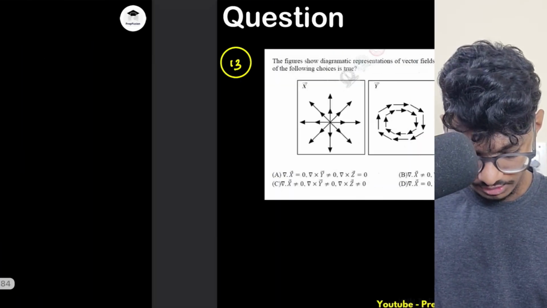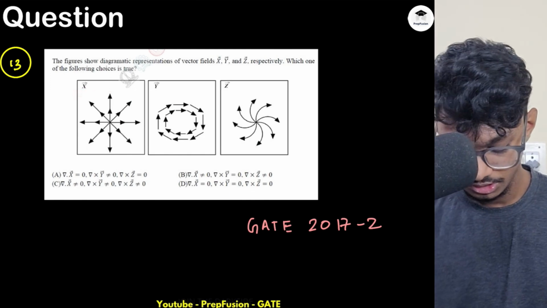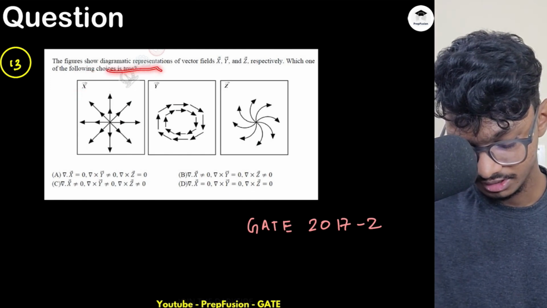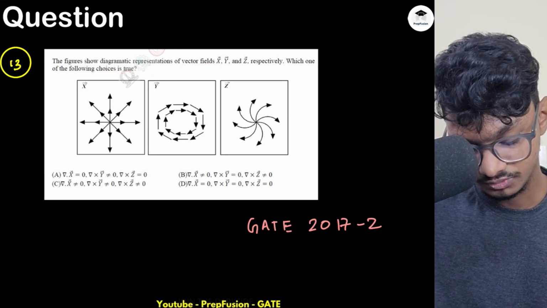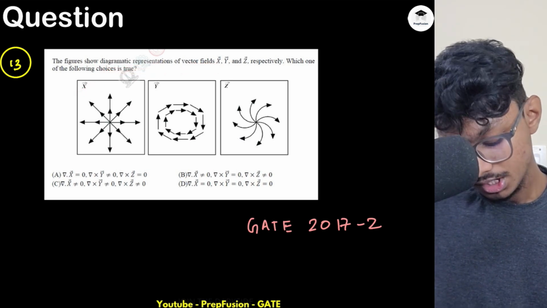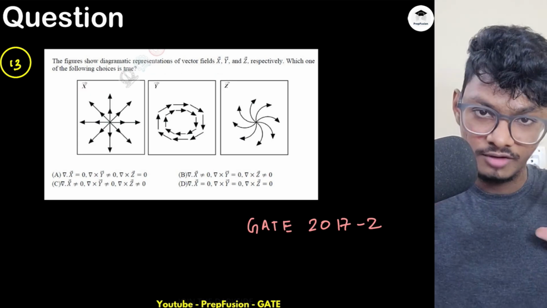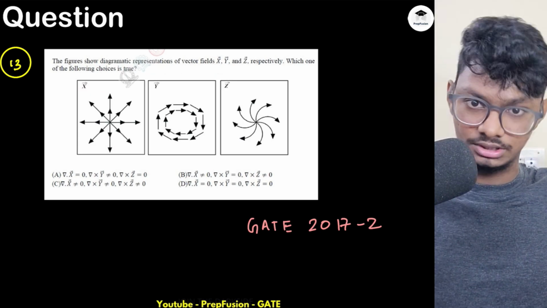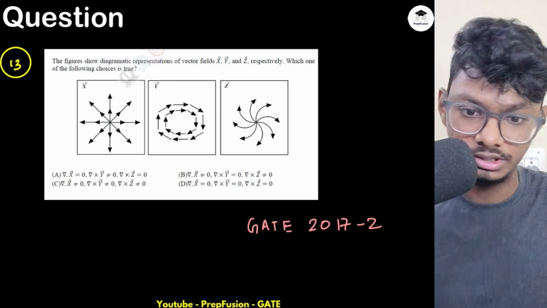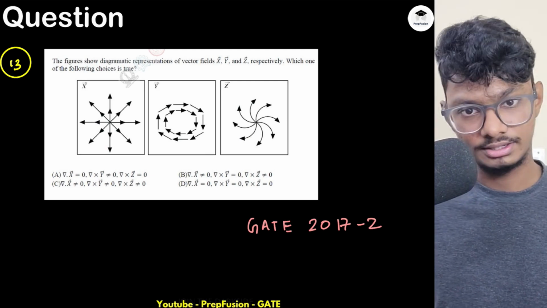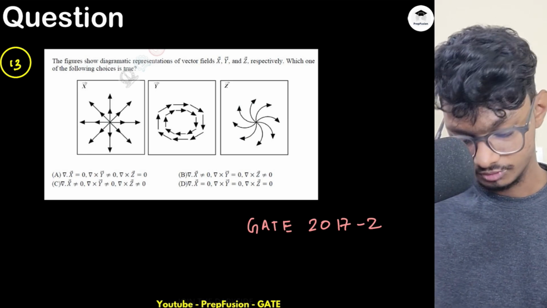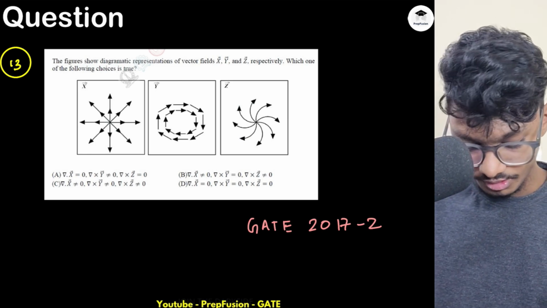Now let's come back to the next question. The figures show diagrammatic representations of vector fields x, y, z. Which one of the following is true? I hope you have understood the significance of divergence, curl, and gradient from Himanshu, and I've taught this in my own vector calculus lectures as well.